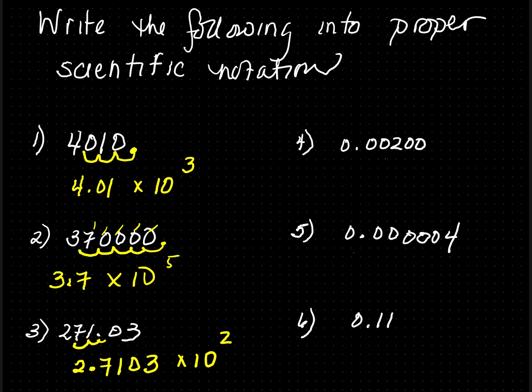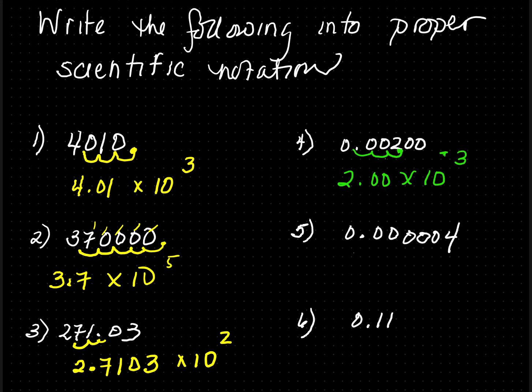For number 4, we have 0.00200. In order to write it in proper scientific notation, I need to move the decimal until I have one digit to the left of the decimal. Here I must move it to the right. 1, 2, 3. When I do that, I have 2.00 times 10 to the third because I moved the decimal 3 times. Since this is a small number, I need to include a negative. It has a negative exponent. So pause the video, try 5 and 6 on your own, and then check your answer.